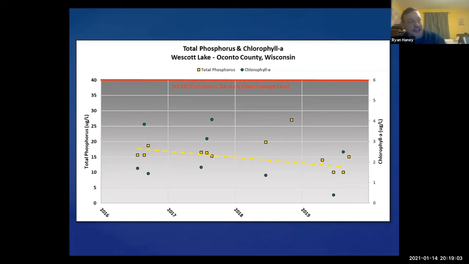The green dots are the algae we measured, and those are all pretty good. As a rule, you want to kind of stay below 6 for chlorophyll. Anything above 6 starts to become a real nuisance. And your highest measurements were around 4, so that's looking pretty good as well.